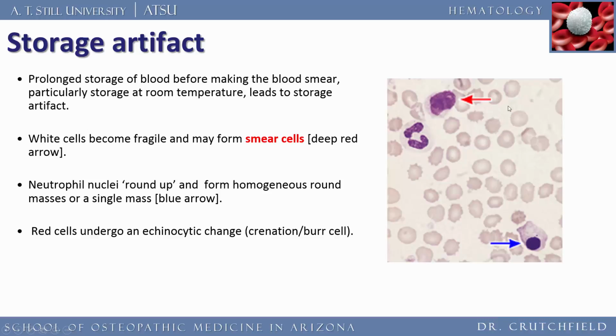So here we have white cells becoming fragile, creating a smear cell. Again, that's not something that I could tell you by looking under a microscope. And then down here, we have what they call nuclei roundup. And then you get lots of these Burr cells and crenated cells. So just artifact. That's the take-home message here.